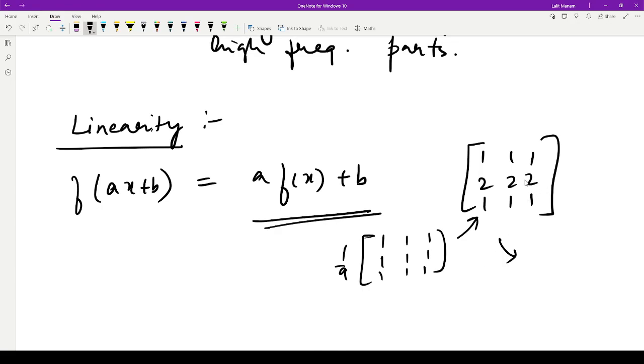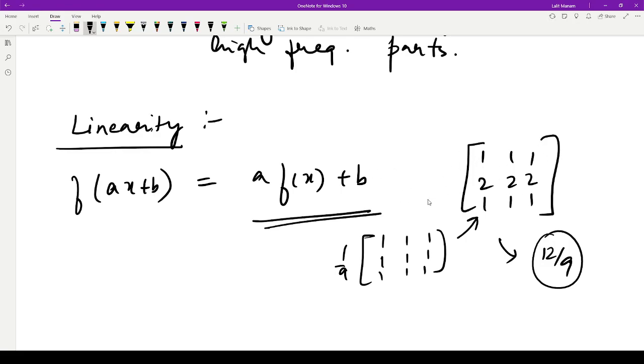Just add all, right? 2, 4, 12, 6 by 9. 12 by 9. 6 plus 6, 12 by 9. The center pixel will be 12 by 9. Fine. So now if I scale this, I'm leaving B, but even if you add B, it doesn't matter.